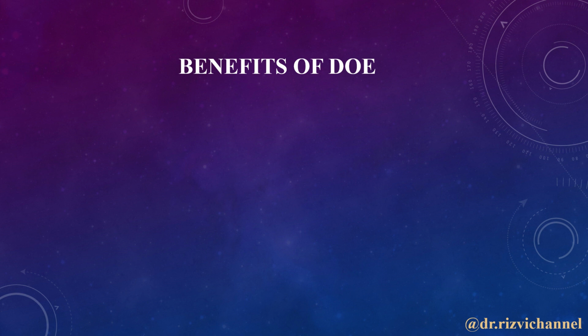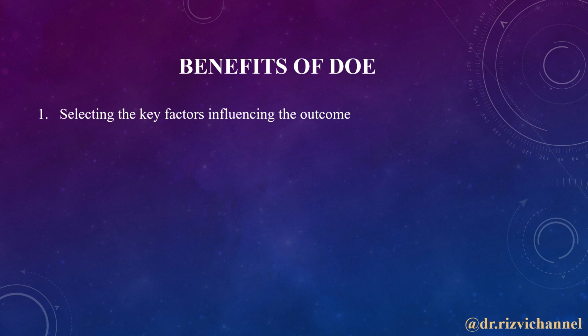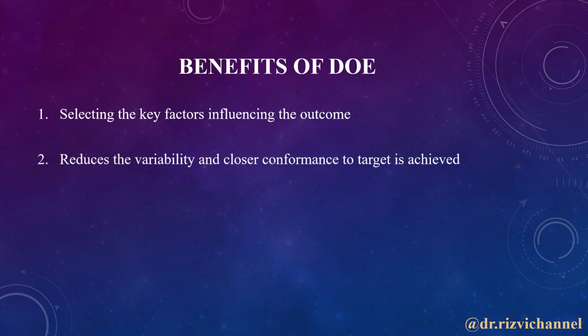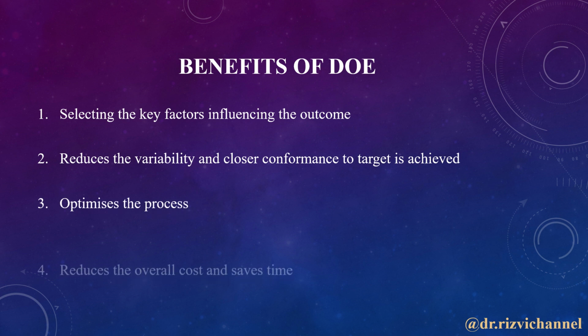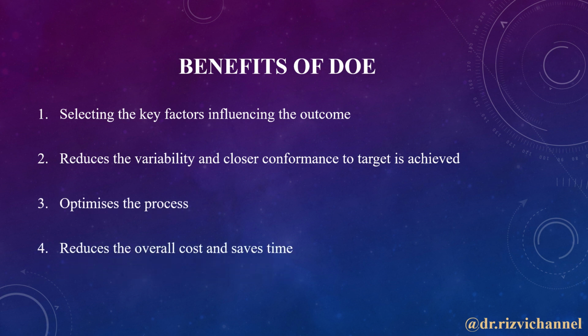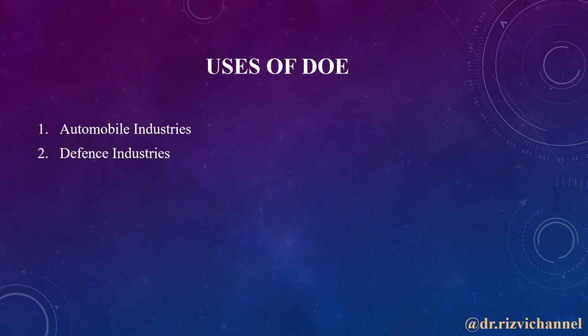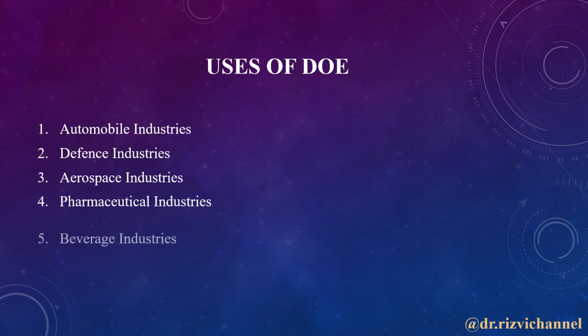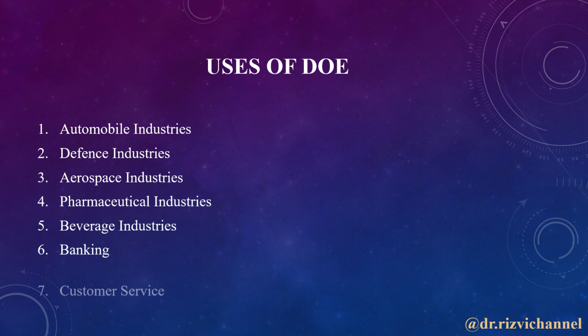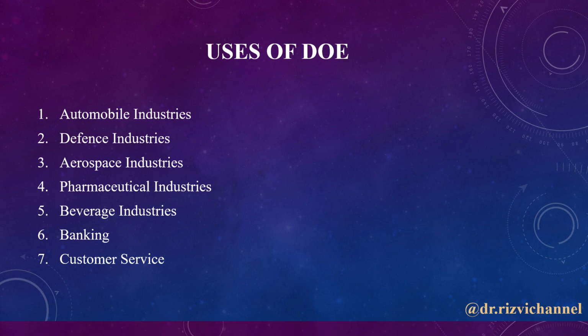What are the benefits of design of experiment? It helps in selecting the key factors influencing the outcome or the performance measure. It also reduces the variability and closer conformance to target is achieved. It optimizes the process. It also reduces the overall cost and saves time, and it maintains quality control. Where is DOE used? It is used in automobile industries, defense industries, aerospace, pharmaceuticals, beverage industries, banking, and customer services, and many more.